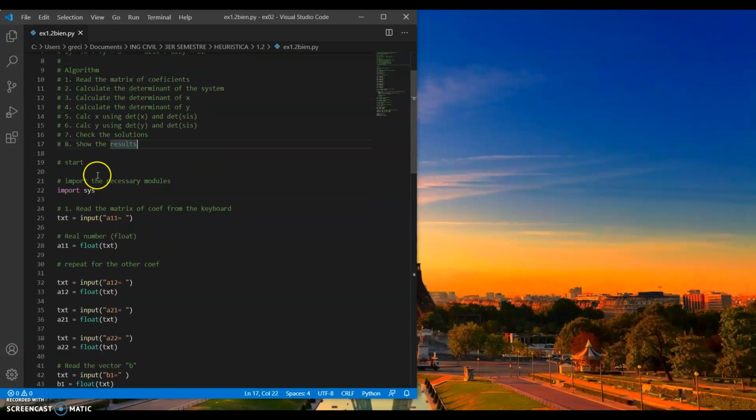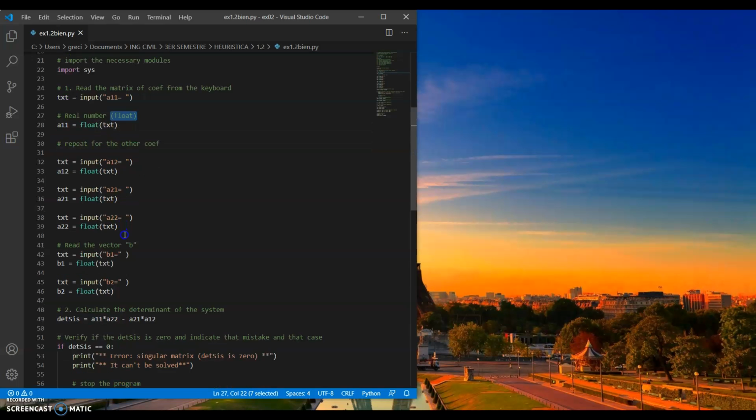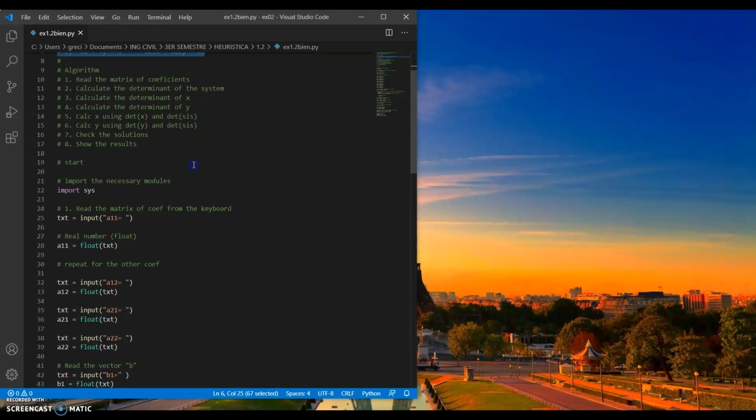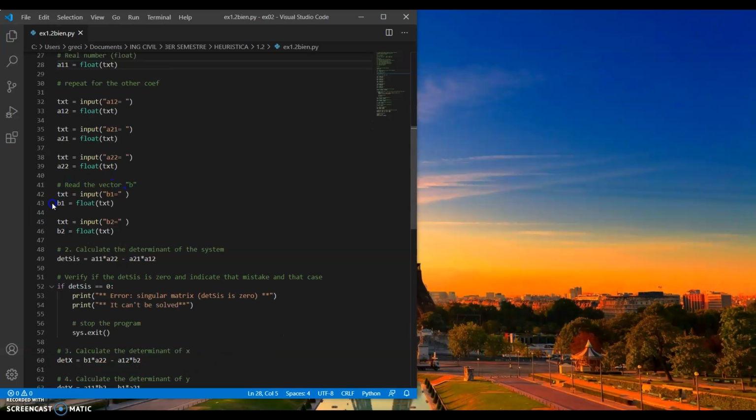We will start by importing the necessary modules. We will import cs. Then we read the matrix of the coefficients from the keyboard. We have to write this command, and then we read the real number with float. We will do this for every variable that we have here, from A11, A12, A21 to A22, sorry. And we also have to read the vector b, for b1 and b2, also with float.